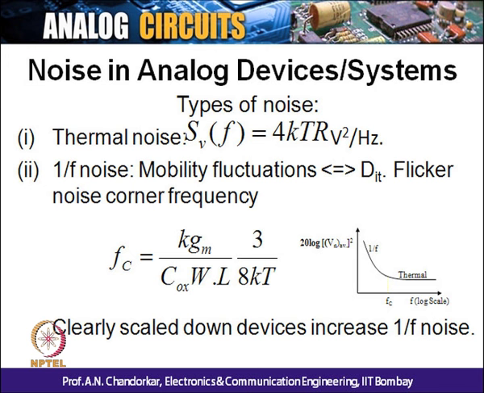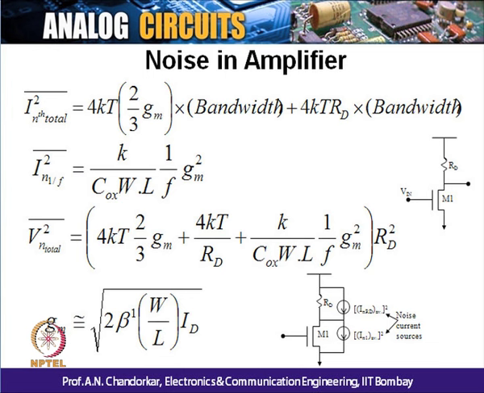So yeah, there is a possibility that some may dominate somewhere, some may not. So this fc cutoff may be higher or lower in different devices, different systems. So there is an issue of how to control noise. And all analog circuits are worried about this noise. Okay.